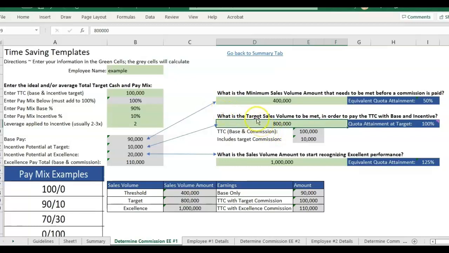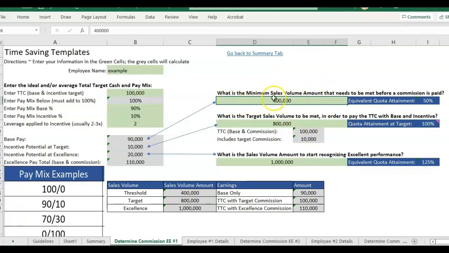So I can't really say what a target sales volume should be, but with this template, you can play around with different targets and see how it affects the commission and the compensation. You'll see over here, I have the quota attainment calculating. Quota attainment at target is always going to be 100%. If the target sales volume is 800,000, then if they actually achieve 800,000, they achieved 100%.